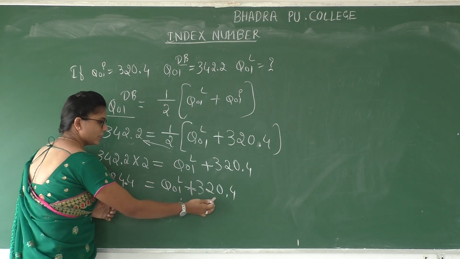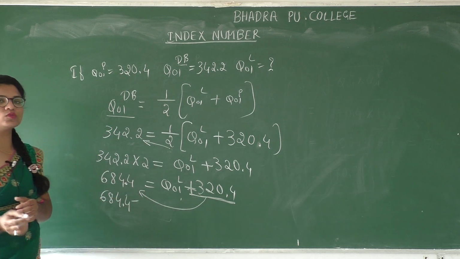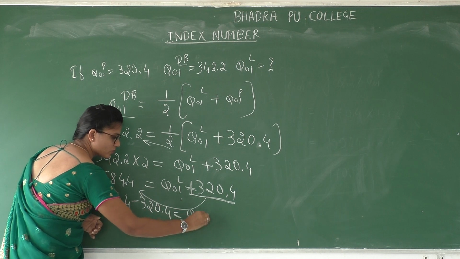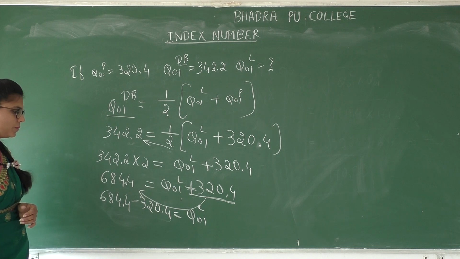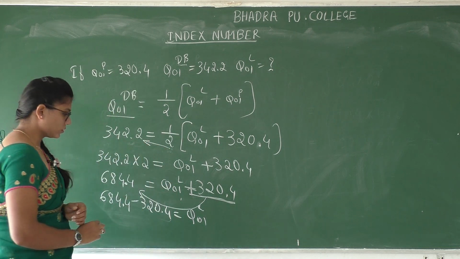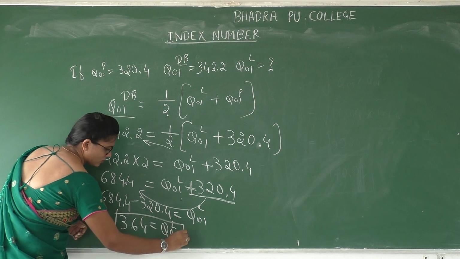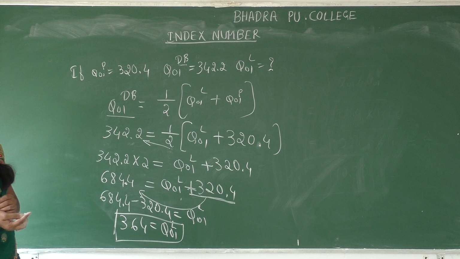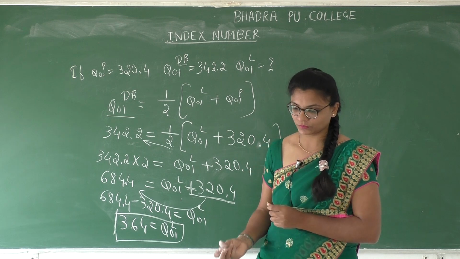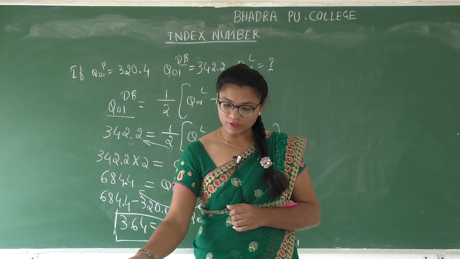Okay. So you just transfer it from RHS to LHS, you will get minus 320.4 is equal to, so write down Q01L as it is. Okay. So now do subtraction, so you will get 364. So 364 is your Q01L answer. So Laspeyres quantity index number Q01L is equal to 364. Okay. Yes, 364.